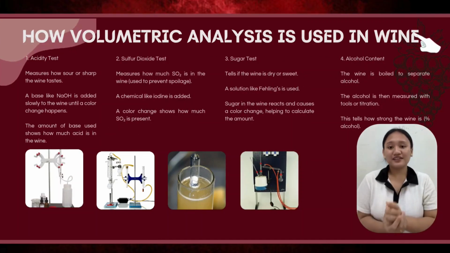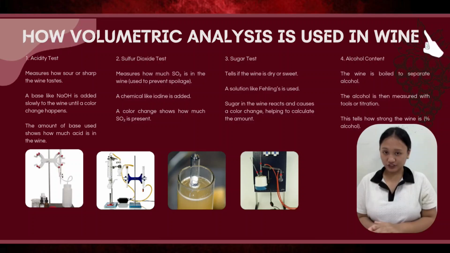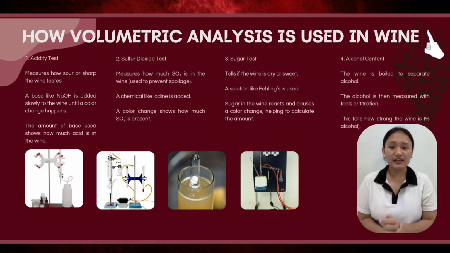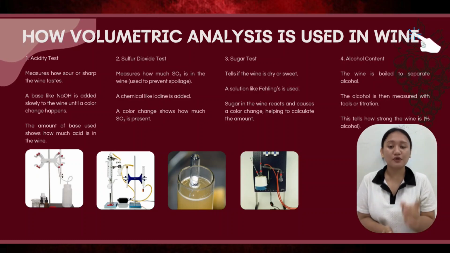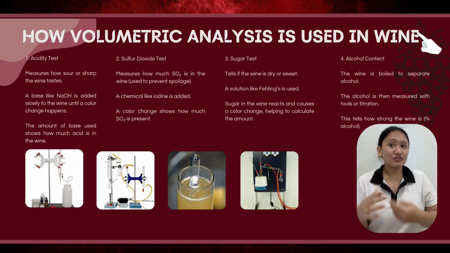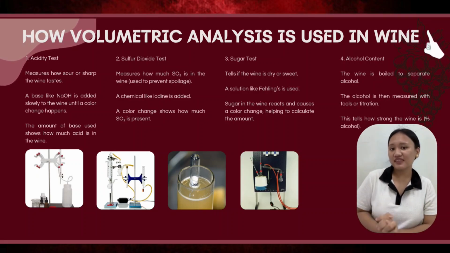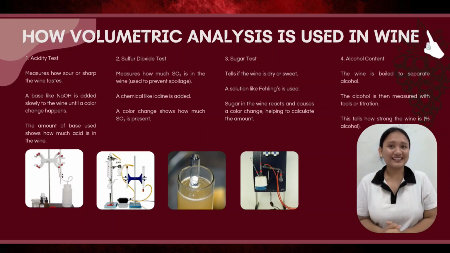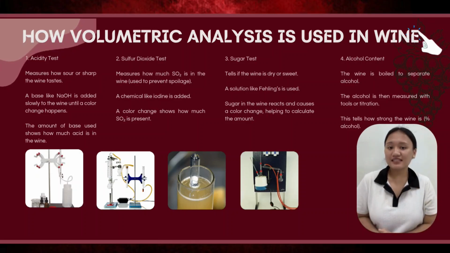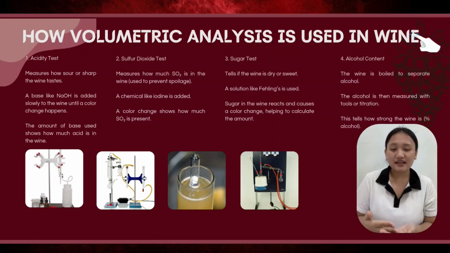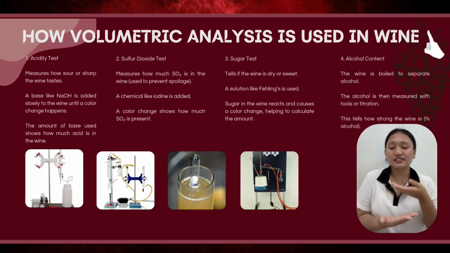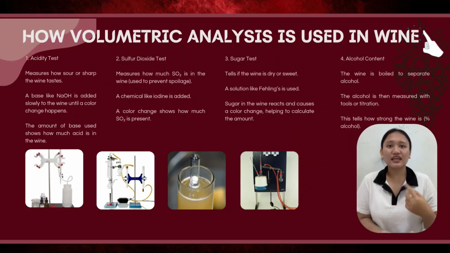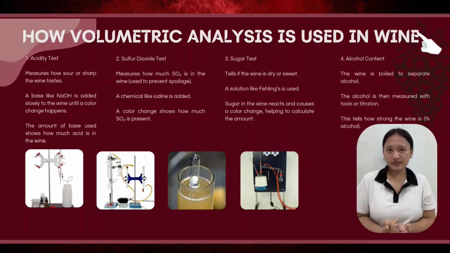Now, we are reaching the end point of this discussion, which is the most interesting part in this topic, which is how volumetric analysis is used in wine. Now, let us talk about how wine gets its perfect taste thanks to volumetric analysis. First up, the acidity test. We add a base like sodium hydroxide drop by drop until the wine changes color, telling us how tangy or sharp it is. Then, there's the sulfur dioxide test.